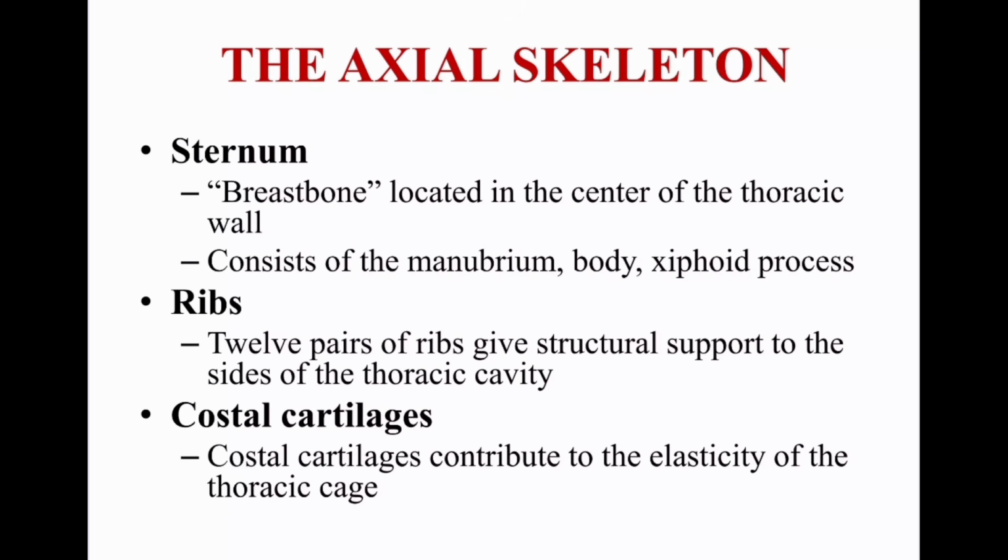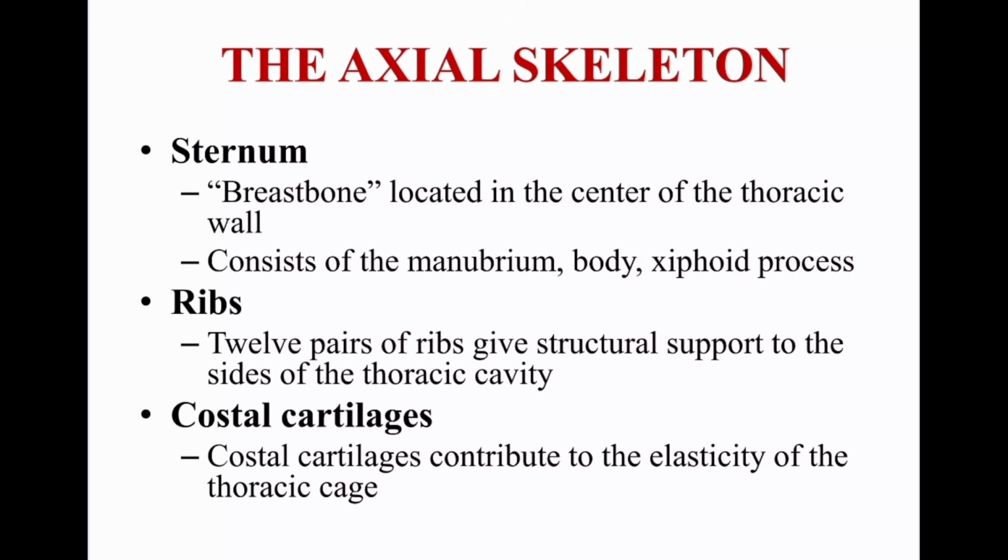So the next is the sternum, also called the breastbone, located in the center of the thoracic wall. It consists of the manubrium, body and xiphoid process. Ribs: 12 pairs of ribs are present. They give structural support to the sides of the thoracic cavity.